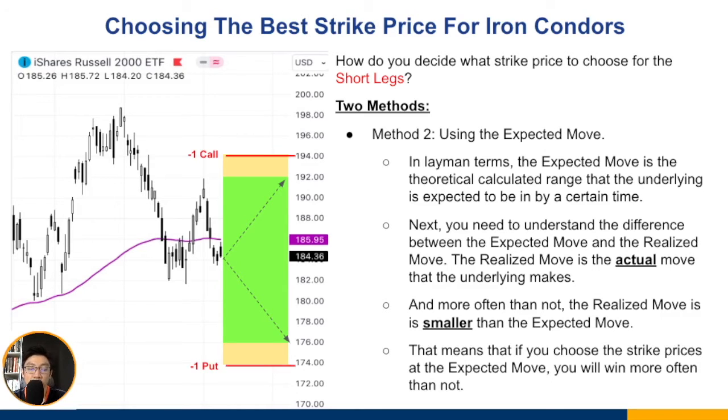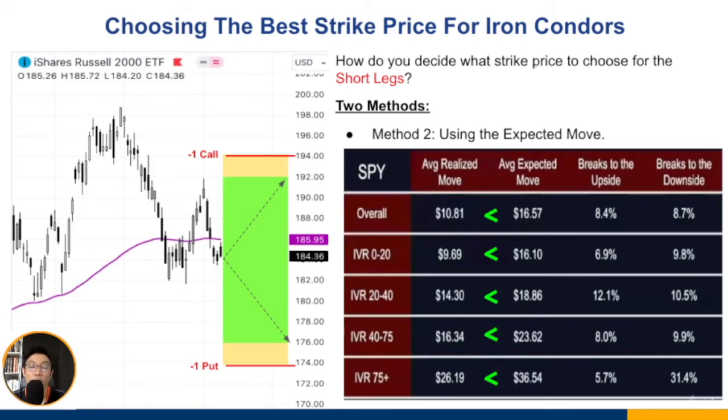So what does this mean? This means that if you choose the strike price at the expected move, you will win more often than not. How do I know this is true? Well, there is a whole study already done by the Tasty Trade team. The Tasty Trade research team has done quite a bit of studies on this to measure the average expected move against the average realized move.